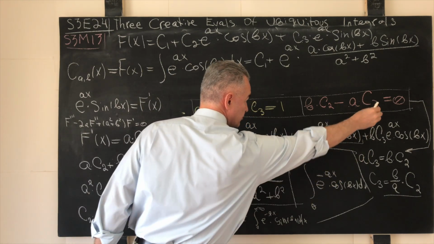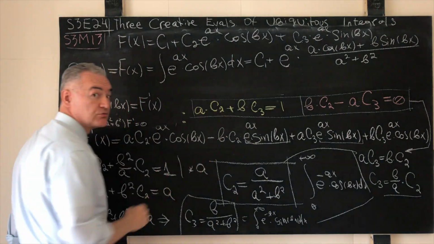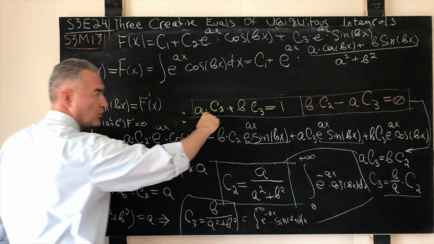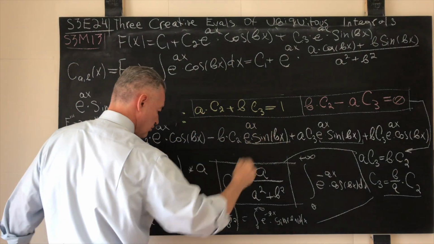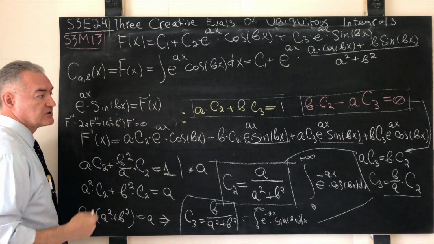You see, instead of being 0, now it will be what? It will be 1, and this will be 0. So once you solve this system of linear equations for C2 and C3, boom, you will have your constants and the corresponding result. Game over.